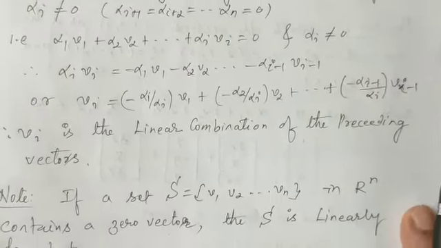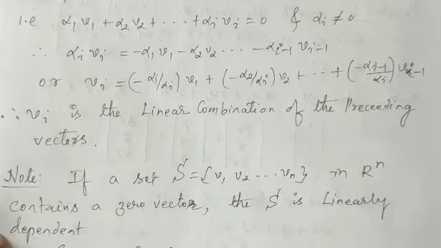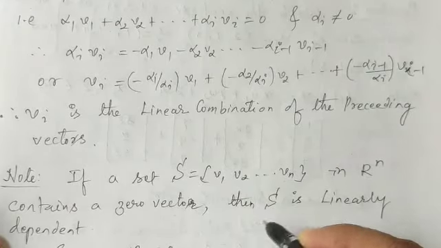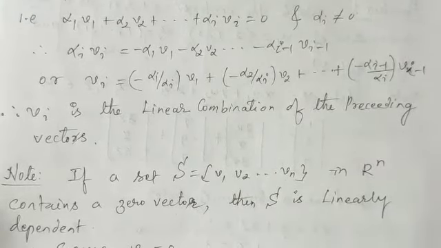Just take a note here. The note is, if the set S in R power n, that means the collection V1, V2, etc., Vn in R power n, contains a 0 vector, then S is linearly dependent. The proof is very simple here.